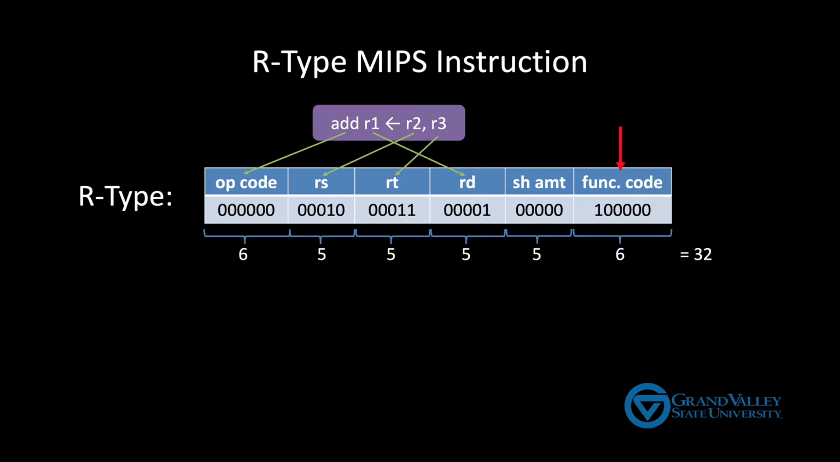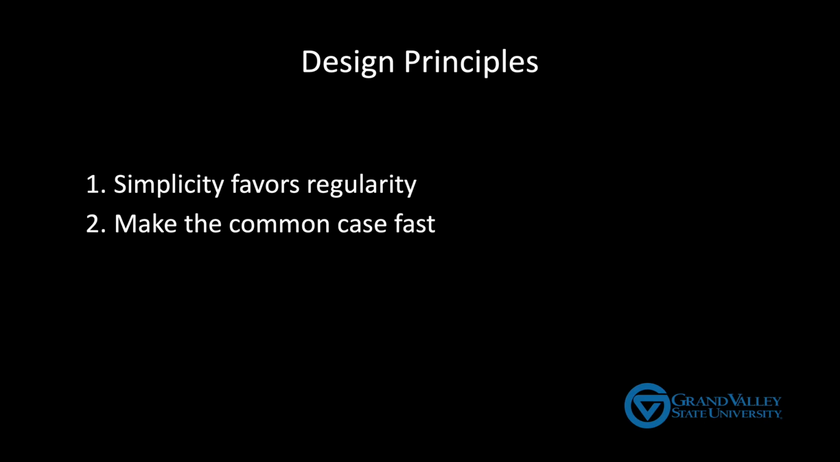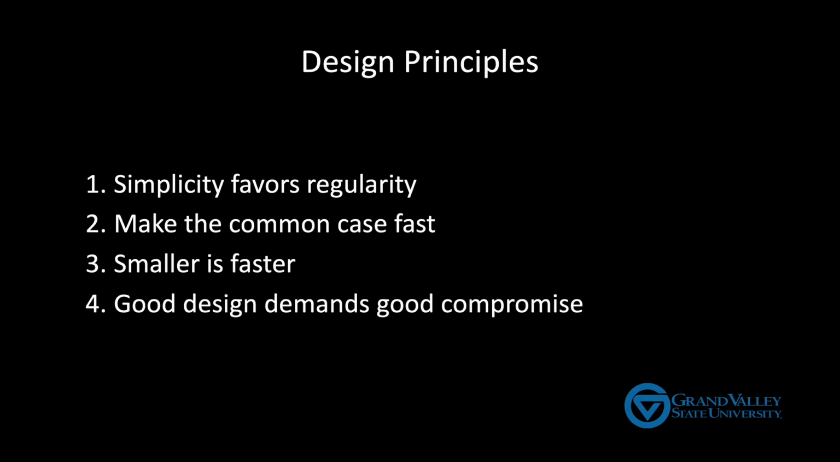In their textbook, Patterson and Hennessy list 4 design principles. Simplicity favors regularity, make the common case fast, smaller is faster, and good design demands good compromise. Each of these 4 principles will come up in discussion as we add components to the CPU. At the moment, the most relevant principle is the first one. Simplicity favors regularity. Actually, I think it makes more sense phrased this way.